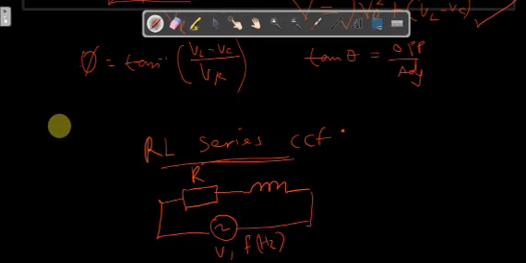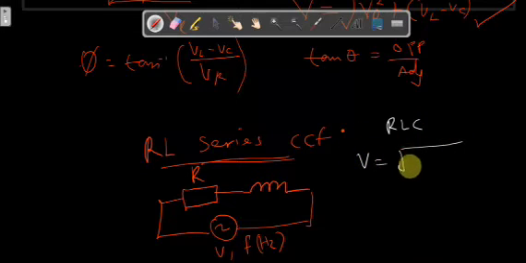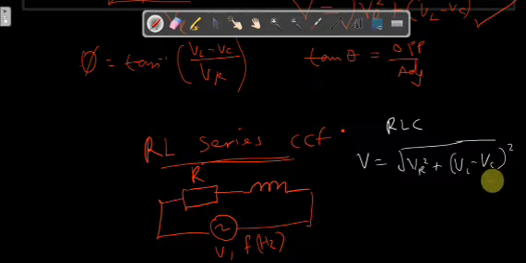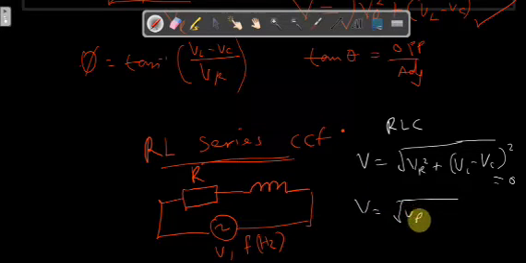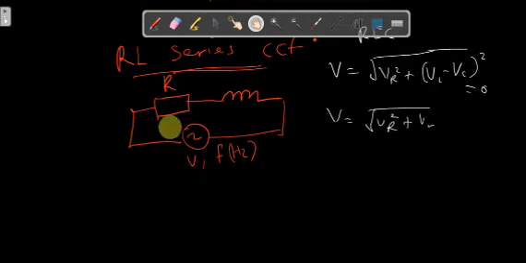Okay, now this is what you should notice here. The voltage. Remember that for an RLC circuit, the voltage is equal to the square root of VR squared plus VL minus VC all squared. So if there's no capacitor there, this reduces to VR squared plus VL squared. And if you apply this to a capacitive circuit only, that's an RC series circuit.